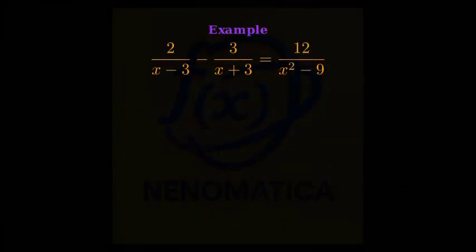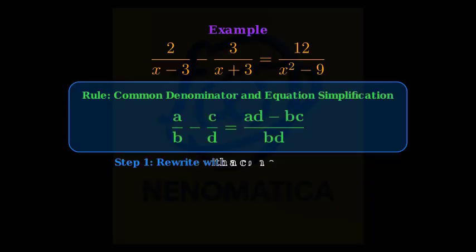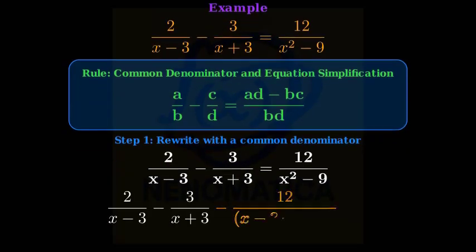2 over x minus 3 minus 3 over x plus 3 equals 12 over x squared minus 9. Step 1. Rewrite the equation with a common denominator on the left and move all terms to one side. Note that x squared minus 9 factors as x minus 3 times x plus 3. So we write 2 over x minus 3 minus 3 over x plus 3 minus 12 over (x minus 3)(x plus 3) equals 0.